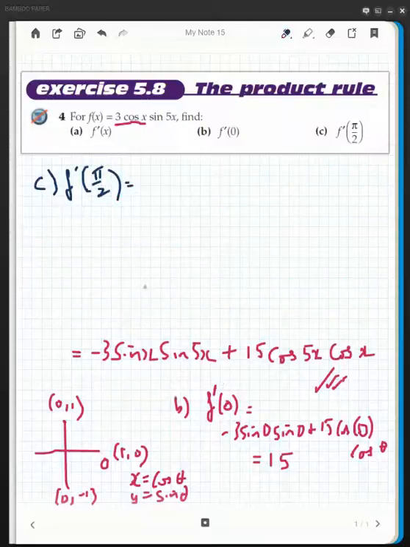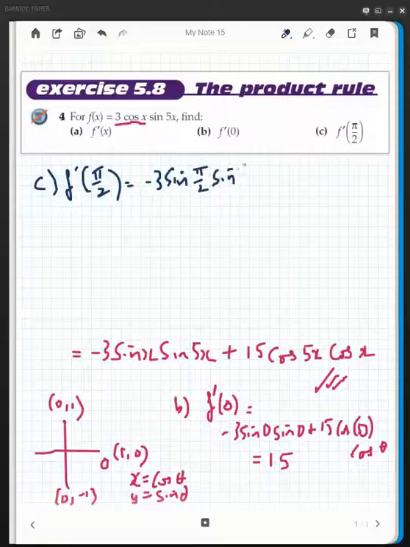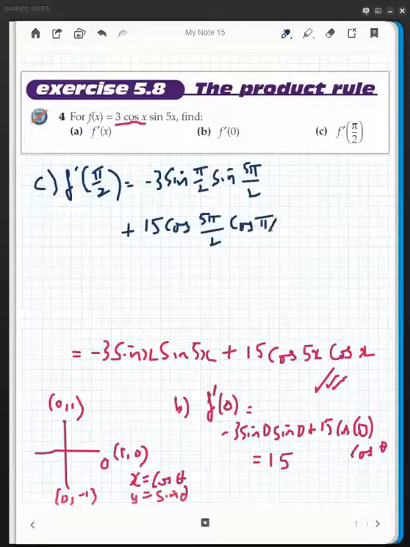And in part C, I'm looking for the derivative when x equals pi on 2. That's going to equal -3 sine of pi on 2 sine of 5 pi on 2 plus 15 cos of 5 pi on 2 cos of pi on 2.